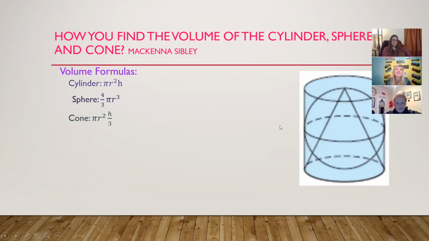So Mackenna, how do you find the volume of the cylinder, sphere, and cone? How do you do that? Kind of like you said, we don't have the measurements to exactly solve it, but if you did have the measurements, you would just insert the radius as the R, and then the height is H, and then you would just solve those. Like in the equation, you would plug it in, and it would give you how much the volume is. Okay. Right. Thank you.